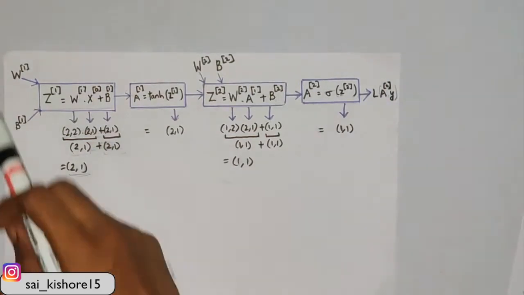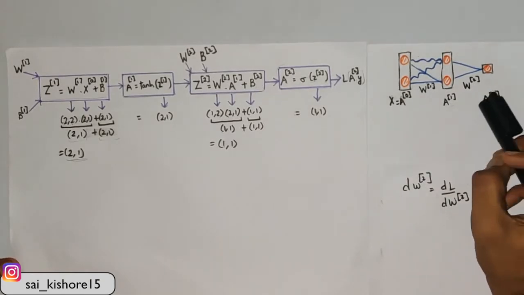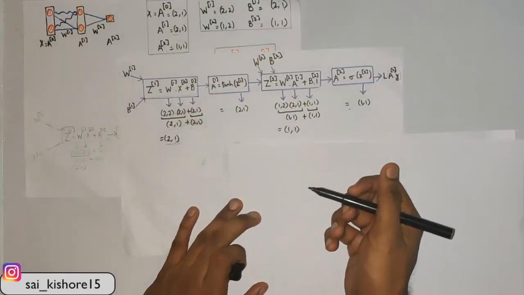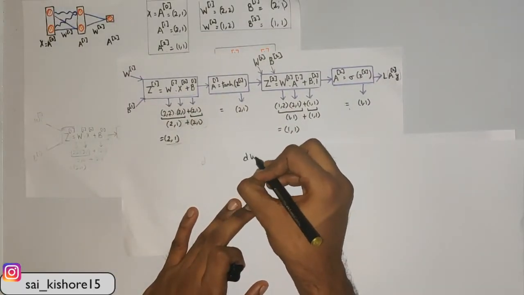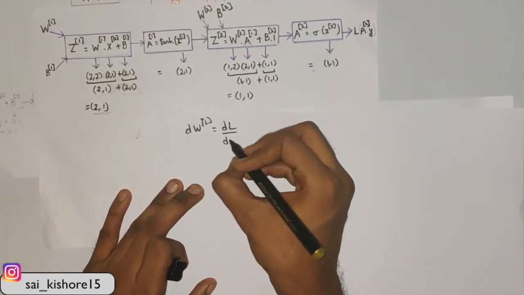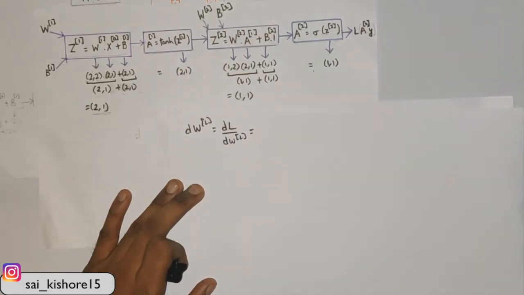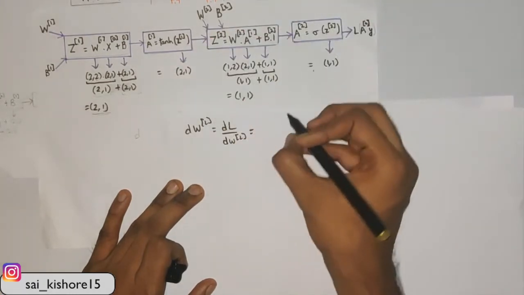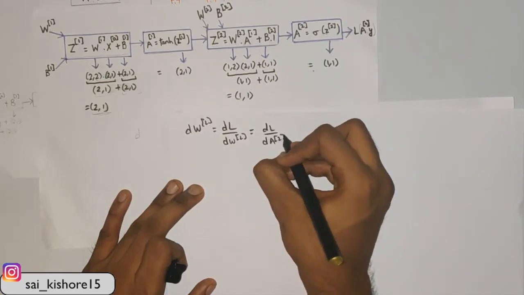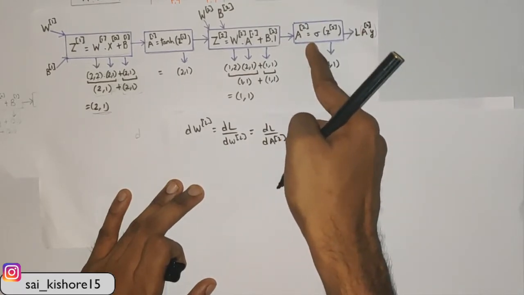As you can see, we have w1 here and b1 here. So the first task is to compute the derivative of this parameter w2. dw2, which is nothing but dl, the gradient of the loss function with respect to w2. Using chain rule, we come backwards. We find the gradient of the loss function with respect to a2, and then the derivative of the activation function with respect to z.